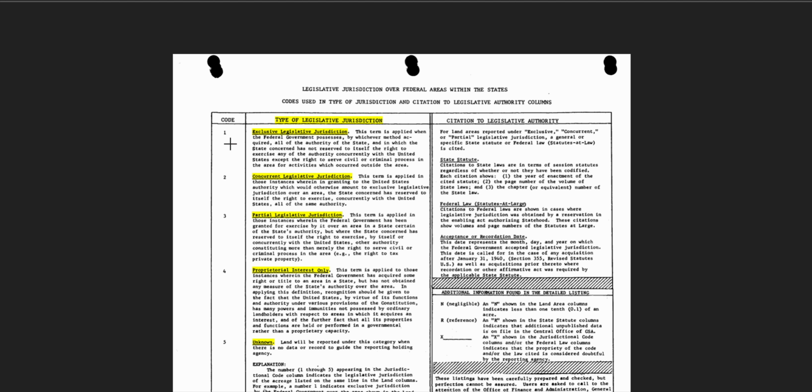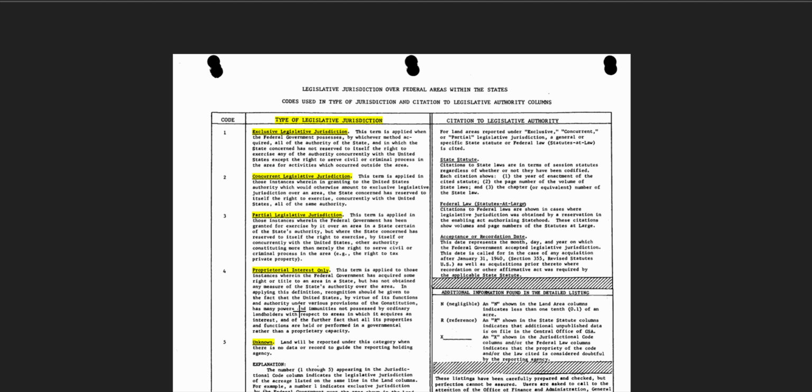But when they do that, they have to first buy the lands, and then they have to line out what types of jurisdiction they're going to have over those lands. And the type of jurisdiction depends on what rights the state retains for itself over those federal lands or those federal people. So again, we have exclusive, concurrent, partial, proprietorial, and unknown.